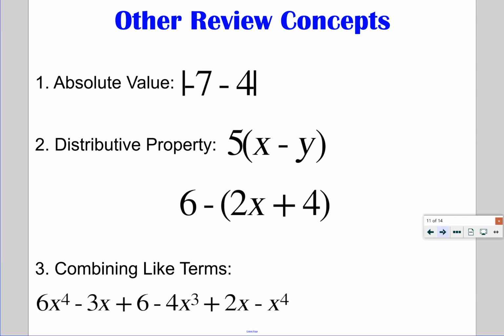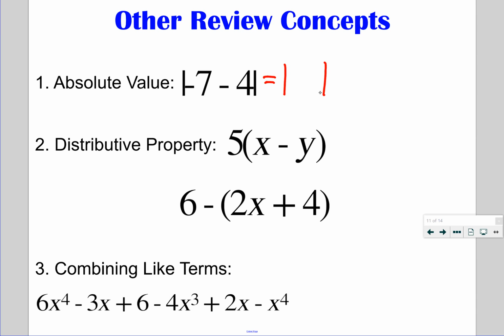A few other things that we're going to review very briefly in this section. The first is absolute value. Absolute value, officially the definition is the distance to 0. So a lot of people will look at it and they'll say, well, whatever is inside it, we're going to make it positive. Really, it means how far away are we from 0.